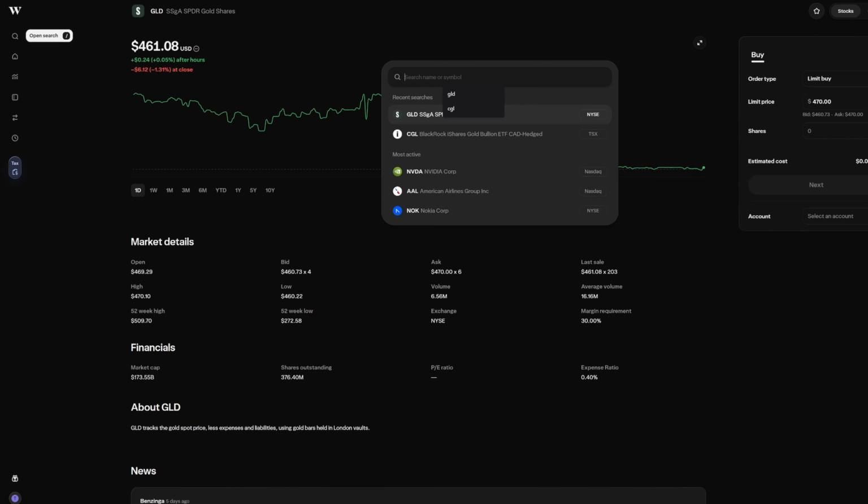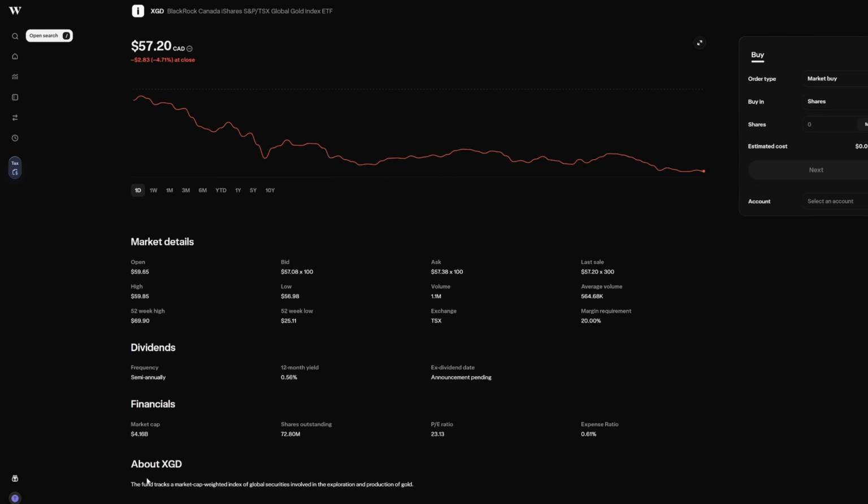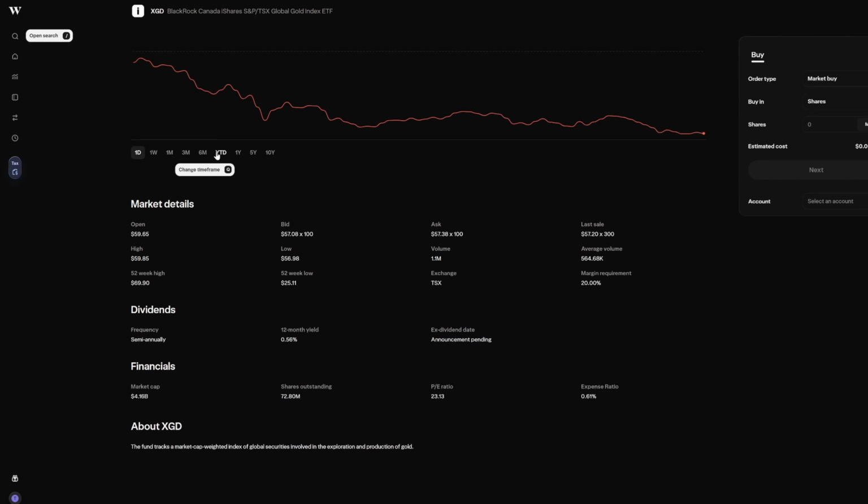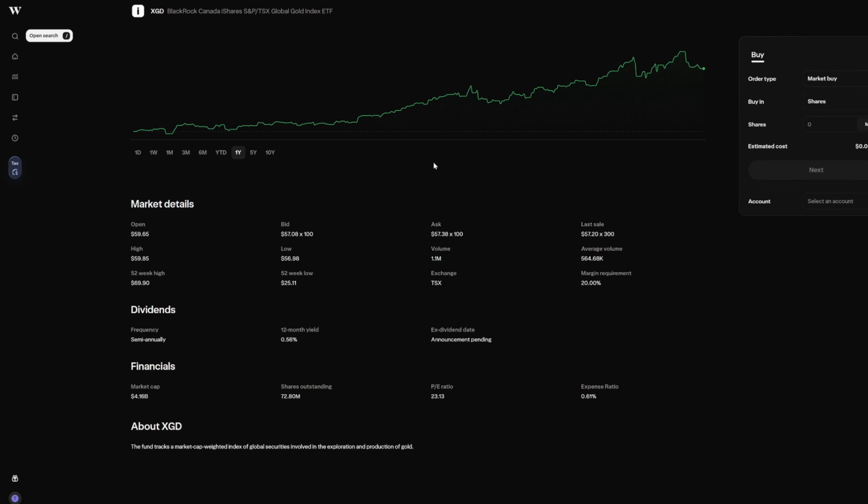There's also another type of gold ETF worth mentioning called iShares S&P/TSX Global Gold Index ETF, ticker XGD. This one is different. Instead of holding physical gold, it holds gold mining companies around the world. These are companies that actually produce gold. Because of that, the performance can be very different from the price of gold itself. Mining stocks are influenced by operating costs, management decisions, and energy prices. This ETF has a management expense ratio of about 0.6%. So if your goal is pure exposure to gold, bullion ETFs like CGL or GLD are usually the cleaner option.